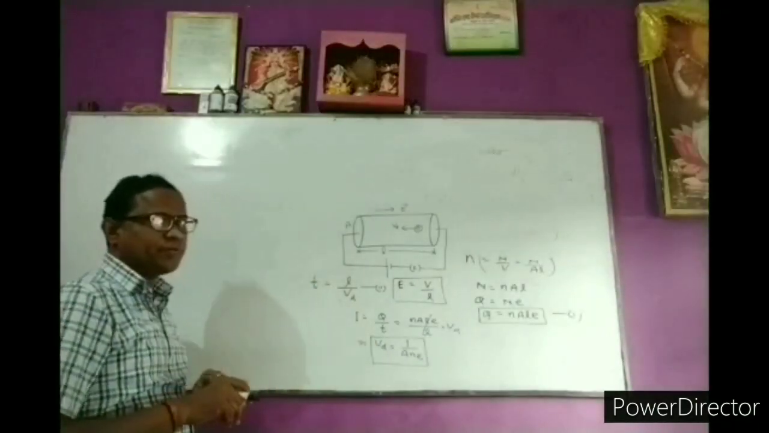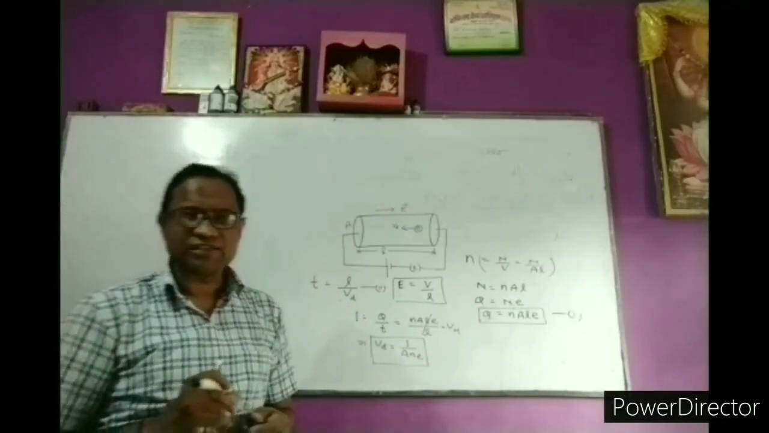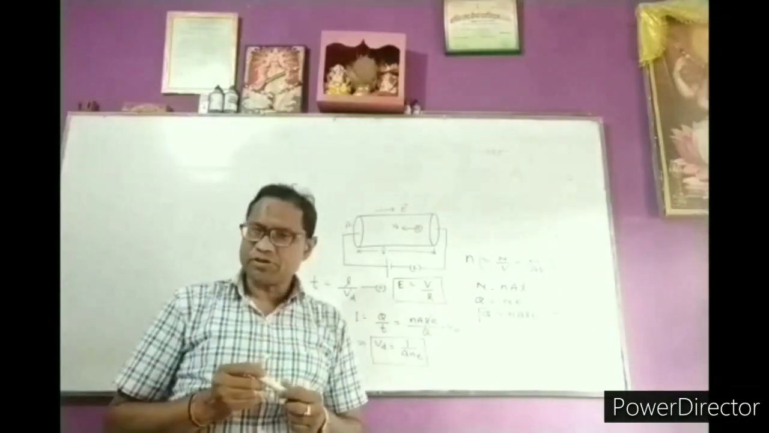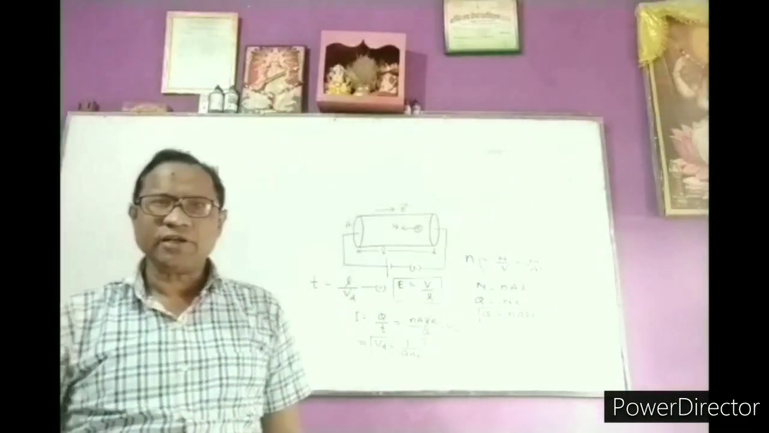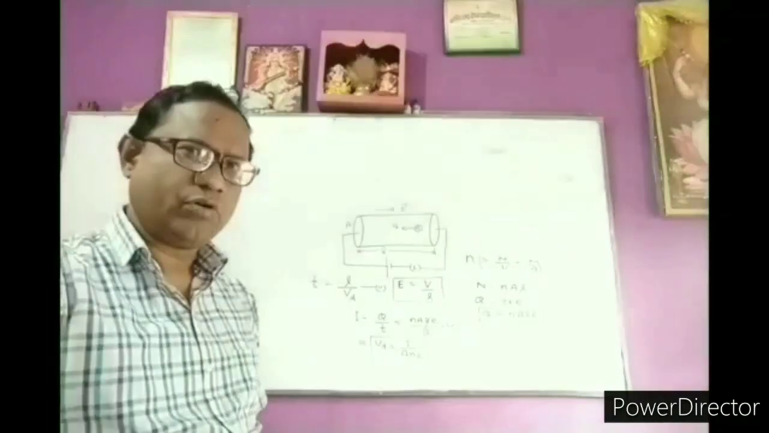It is another formula of drift velocity, which gives the relationship between drift velocity and electric current. Okay, thank you.